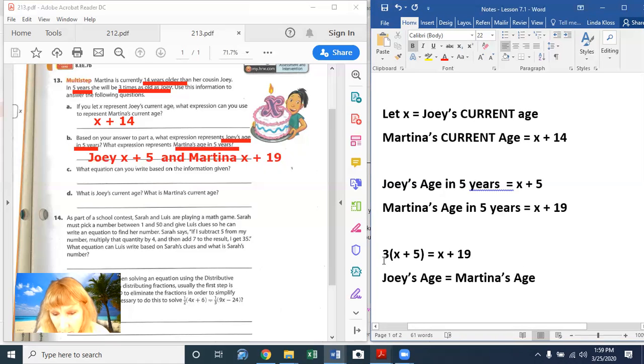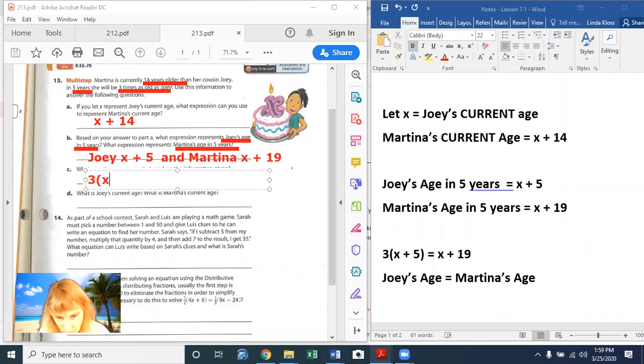Okay, and the 3, up here, is coming from the fact that Martina will be 3 times the age of Joey in the 5 years. So this is the 5-year equation, and she's 3 times as old as that, and this represents Martina's age in 5 years. So that's our equation, so let's put that over here. 3 times x plus 5 equals x plus 19.